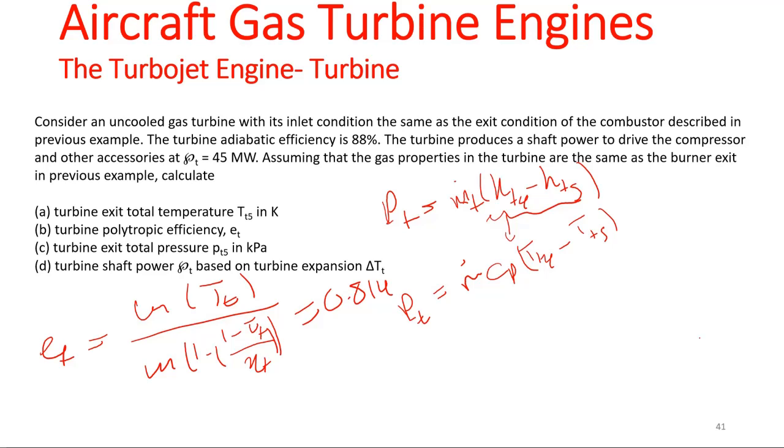Let's take a look at part C. Part C is asking us to find the turbine exit total pressure. Okay. From the previous example, we saw that PT4 was actually 1.92 megapascals, if you recall. So what should we do? How can we find the exit pressure?